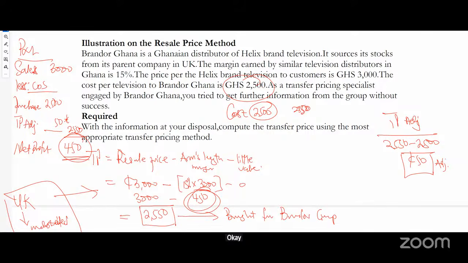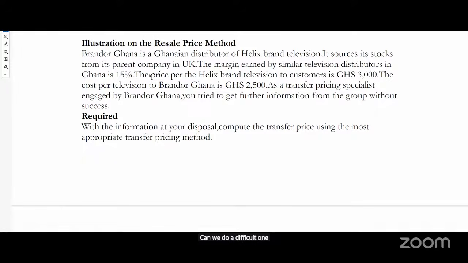Okay, thank you. Makes sense. This question is very simple. Can we do a difficult one? Yes. But you understand this question. Everybody on the call understands.